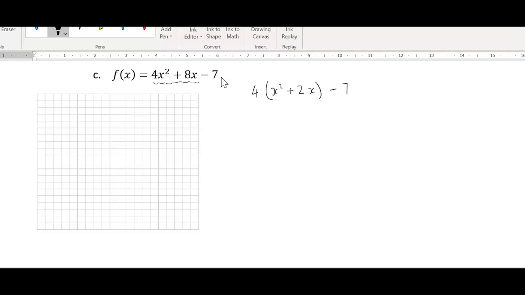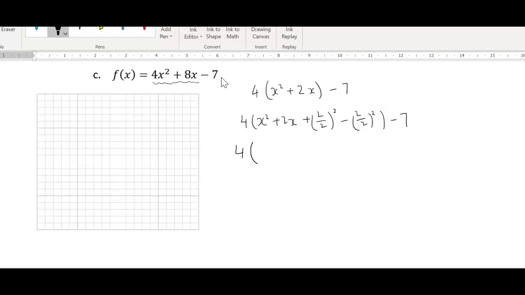Now, when I complete the square, I'm going to leave the 4 out the front, and then we've got x squared plus 2x. Now I add the coefficient of x, which is 2, divided by 2, and then square it. And then whatever I add, I also have to subtract, so I'm going to subtract that as well. So it's going to be 2 on 2 squared. If you wanted to, you can go ahead and write what it is. And then we've got minus 7.